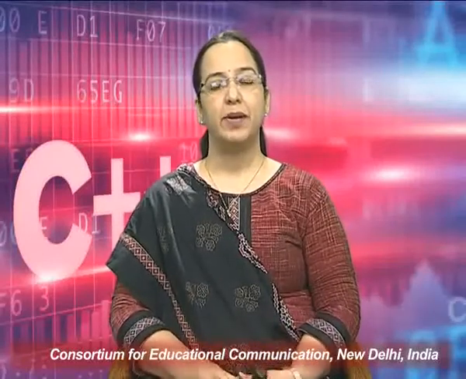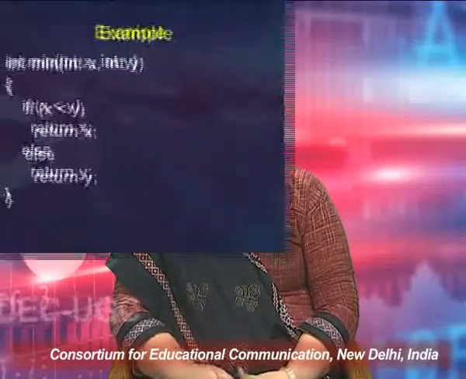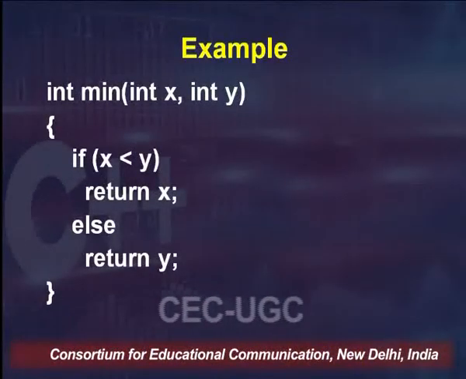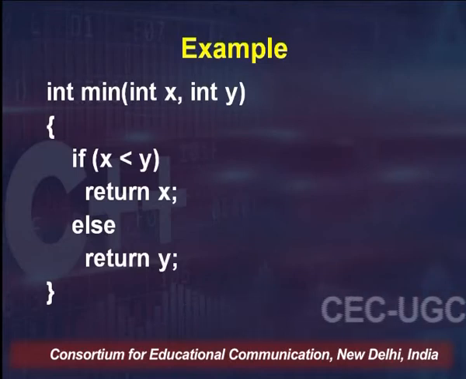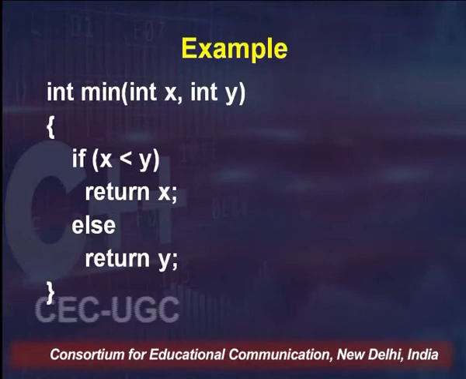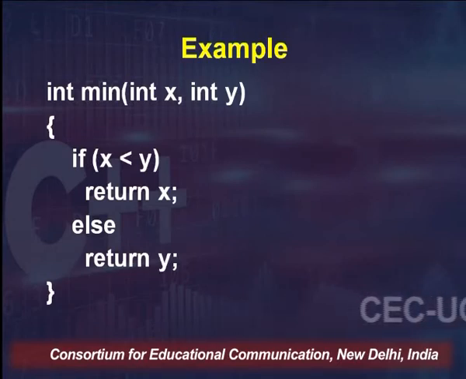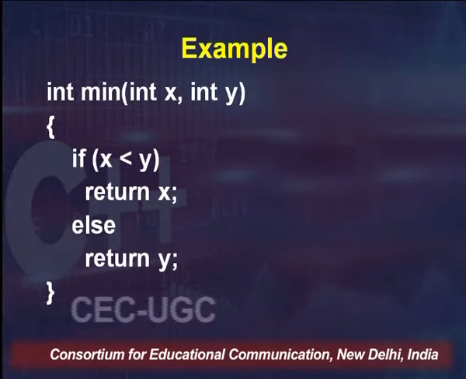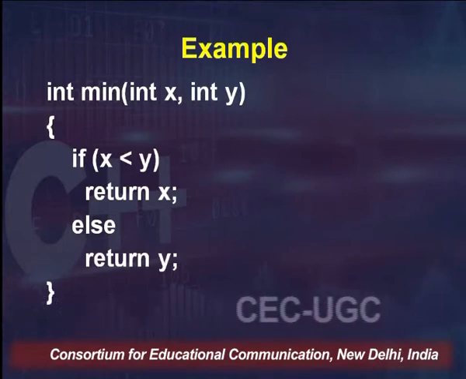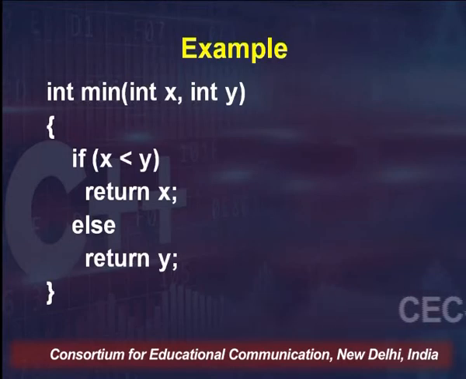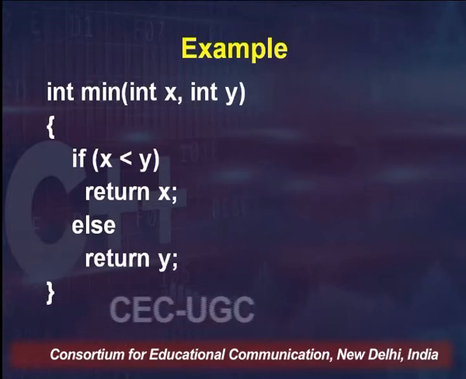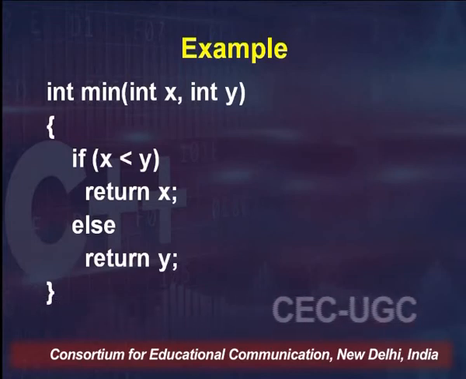I have an example of a function here, which is the function min, and the return type, written just before the name of the function, is int. So int min: int is the return type, that is, what kind of value this function is going to return. Then min is the name of the function, and within the small brackets just after the name, I have written int x comma int y. So there are two parameters, x and y, and they both are of type integer.